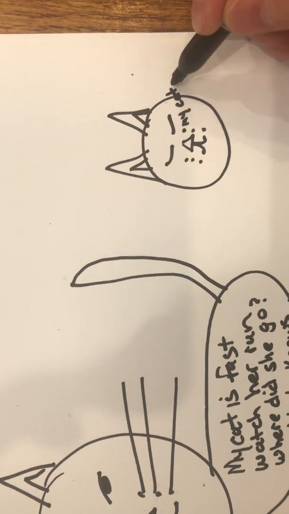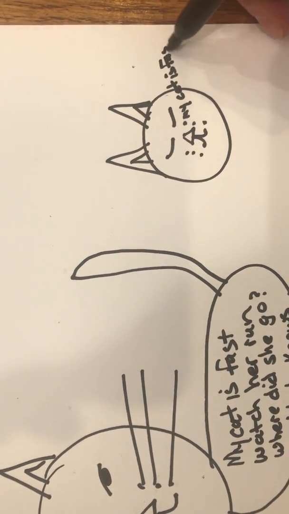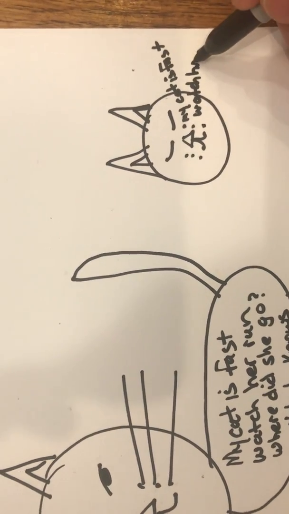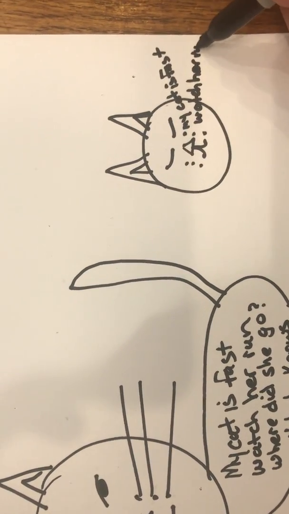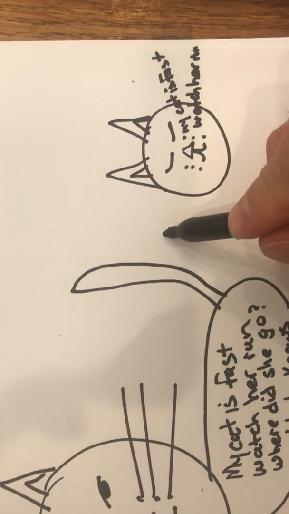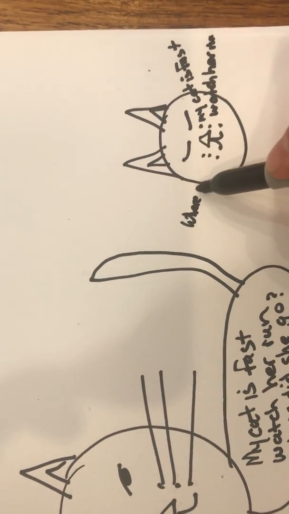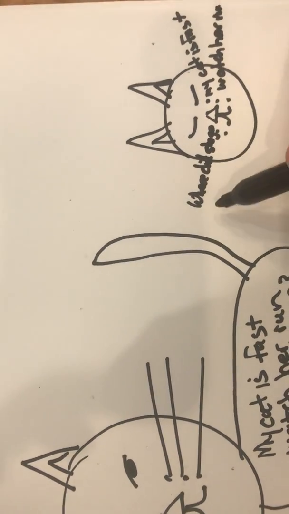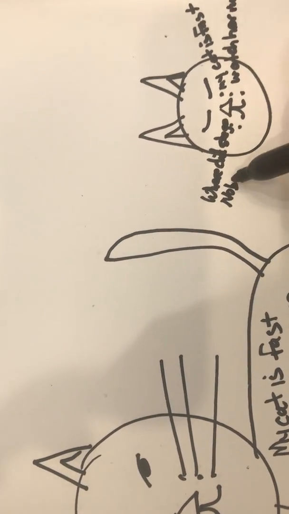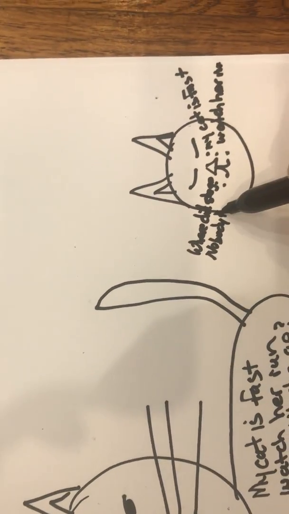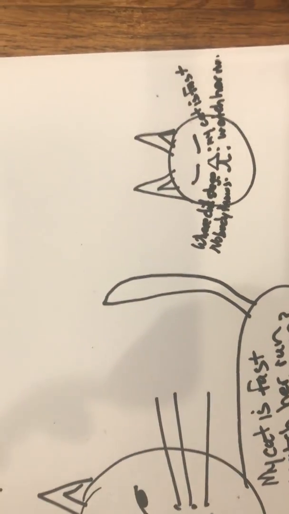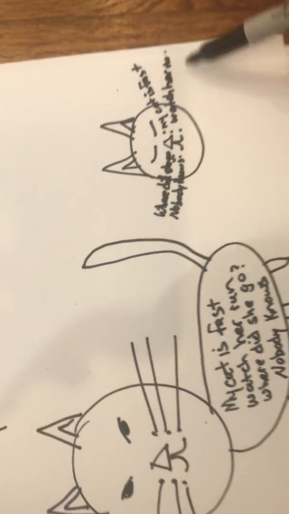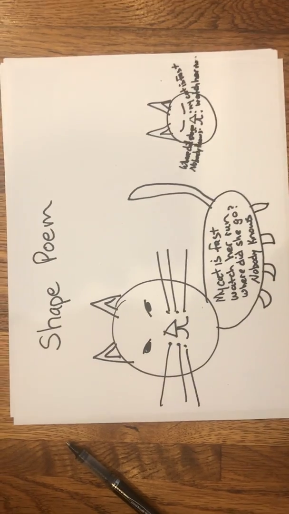My cat is fast. Watch her run. Where did she go? Nobody knows. So that way the words look like the whiskers. I could put 2 more lines if I wanted to. And so you can do that with any shape.